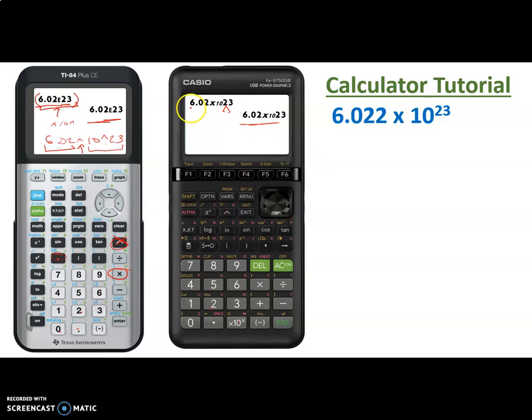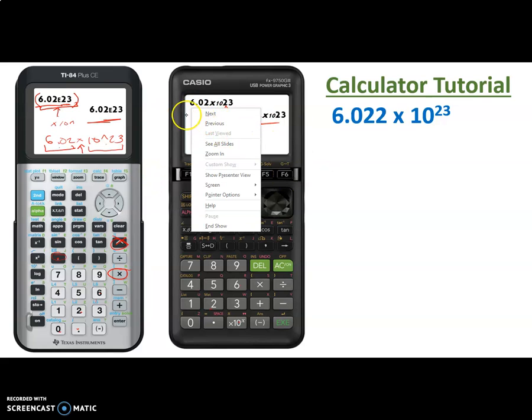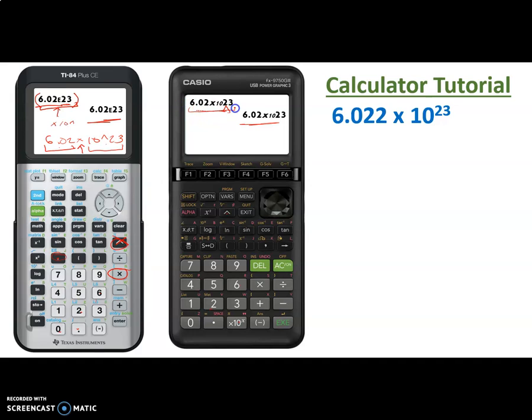Same thing here on the Casio, your calculator now knows this is one number versus using the times 10 to the 23rd.